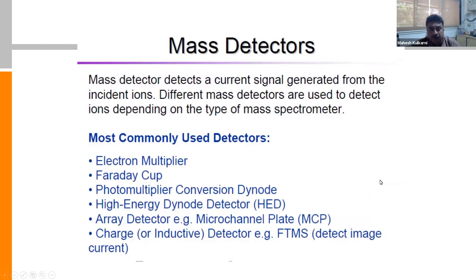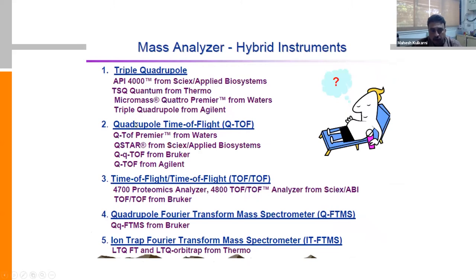And then there are mass detectors. Here the electron multiplier and Faraday cup detect the ions, and then you get the mass. Again, we have different kinds of mass specs like triple quadrupole, Q-Trap, quadrupole time of flight, quadrupole Orbitrap, that's Q Exactive, TOF-TOF, and so on. These mass specs are named depending upon the configuration. When I say triple quadrupole, there are three quadrupoles in the mass spec. Similarly, Q-TOF means there is a quadrupole and a time of flight. TOF-TOF means there are two TOF analyzers. Likewise, mass specs are named depending upon what they contain.